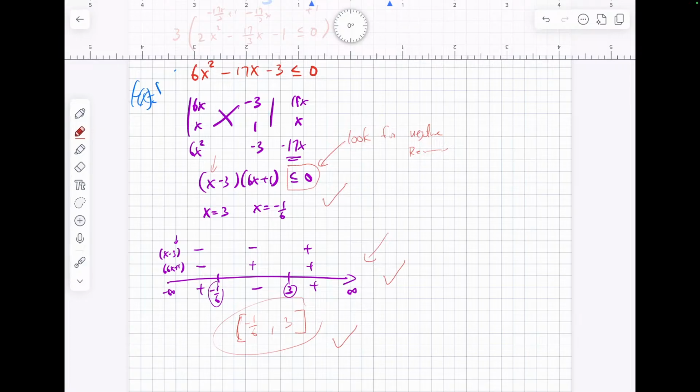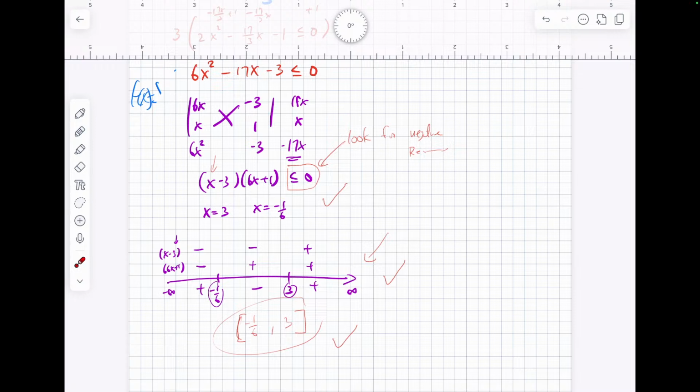Nicholas, yes. In what scenario do you look for a positive region? Oh, good, a good question. That means this part is greater than or equal to 0. Then you look for, instead of negative, positive. Because it's greater than 0, that means positive region.